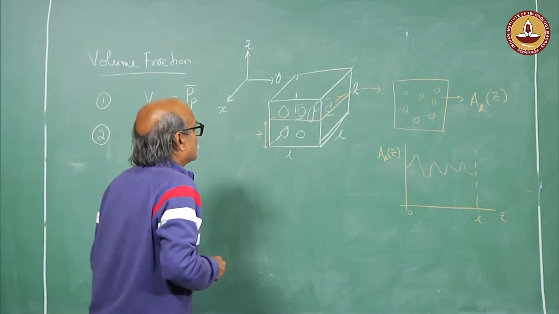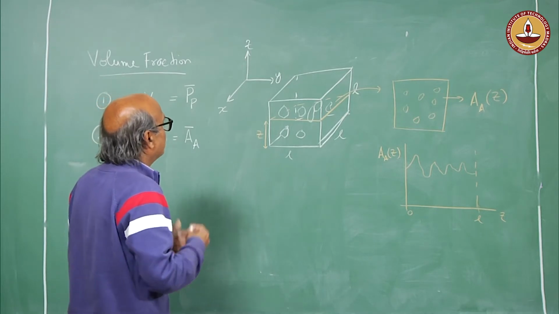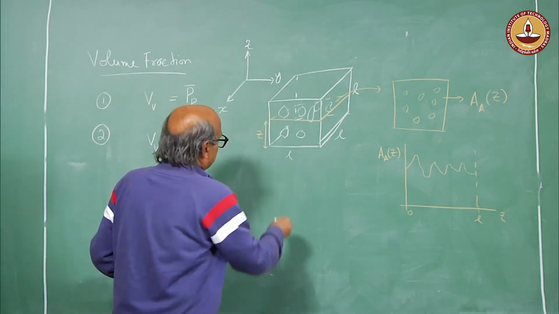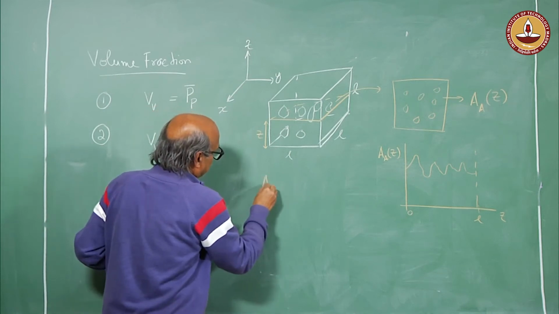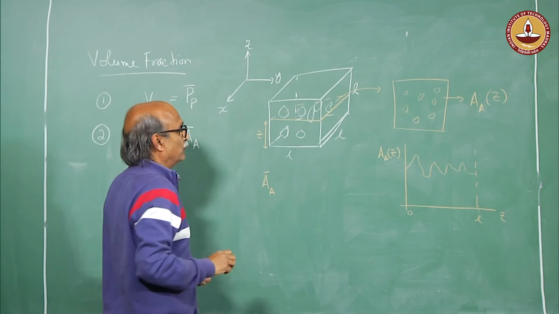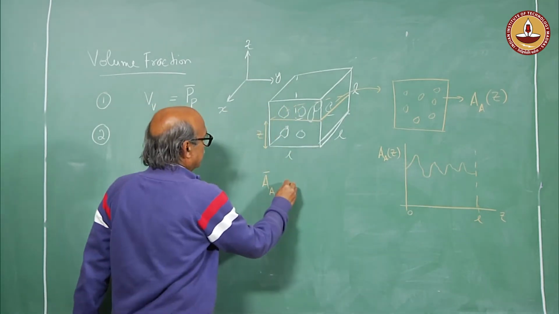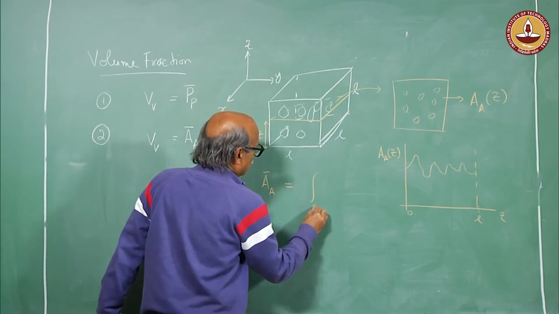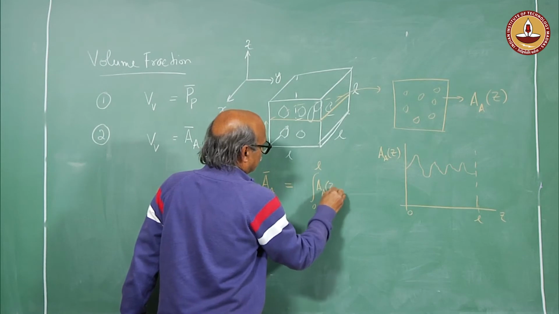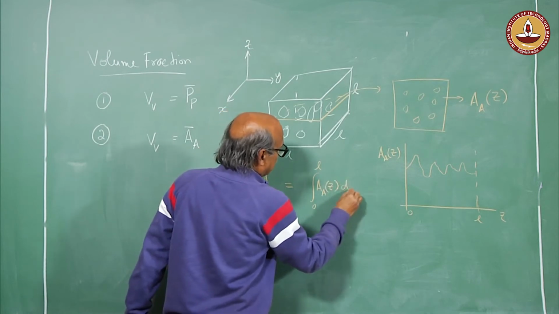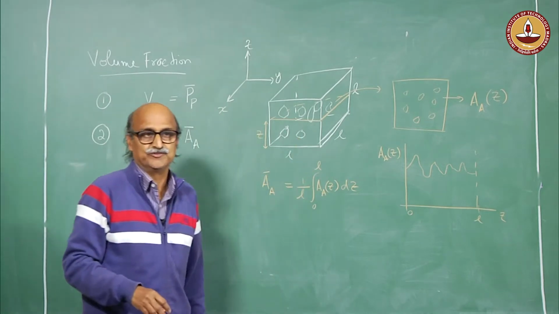So, let us look at it this way. If I have to now find an average area fraction, what can I do? I can integrate this function from 0 to L Az dz, and here I have to divide this integral by L to get an average value.